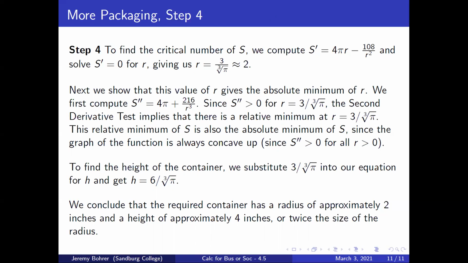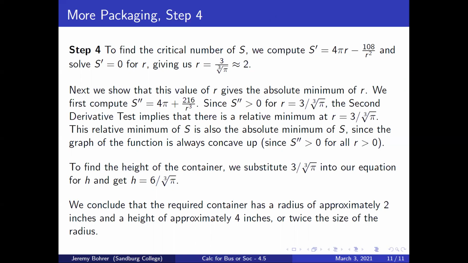We first compute S double prime equals 4 pi plus 216 over r cubed. Since S double prime is greater than 0 for r equals 3 over the cube root of pi, the second derivative test implies that there is a relative minimum at r equals 3 over the cube root of pi. This relative minimum of S is also the absolute minimum of S, since the graph of the function is always concave up, since S double prime is greater than 0 for all r greater than 0.